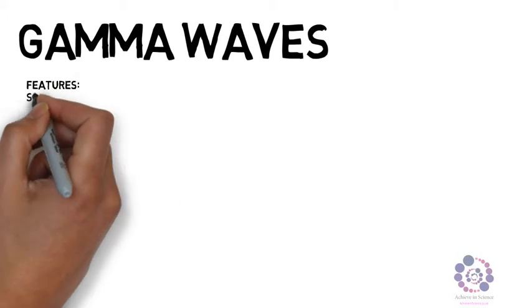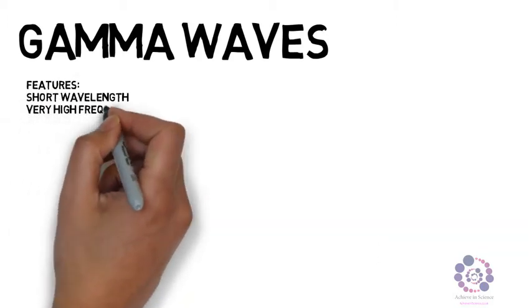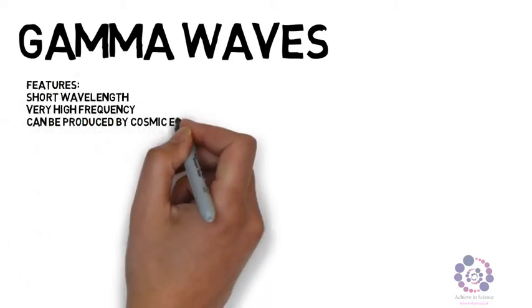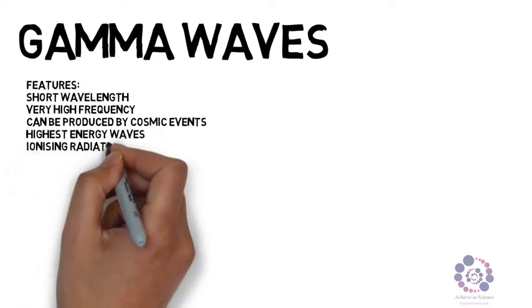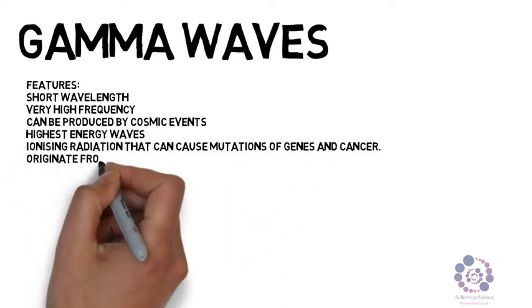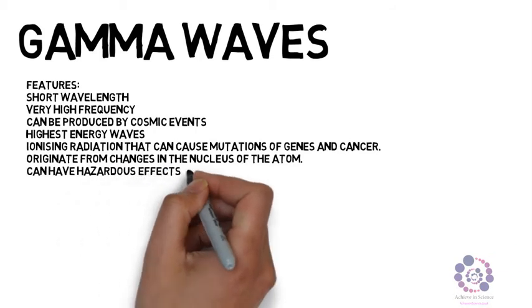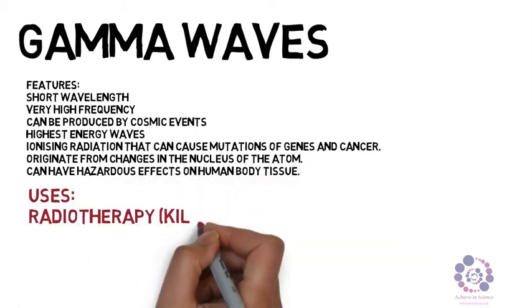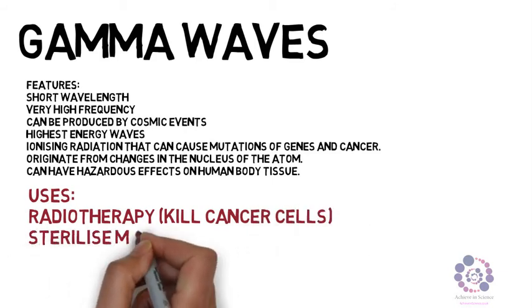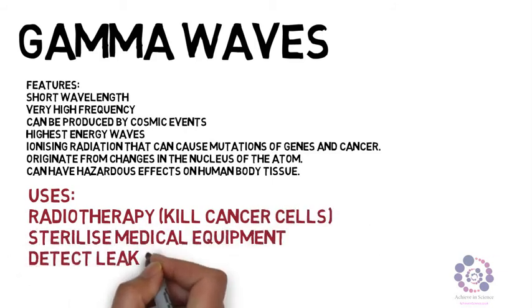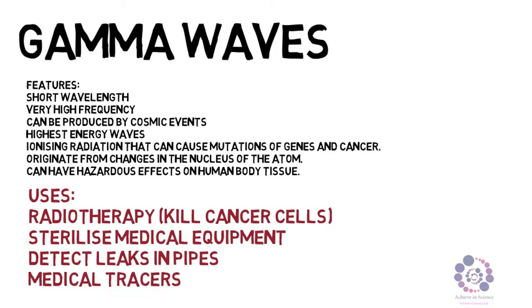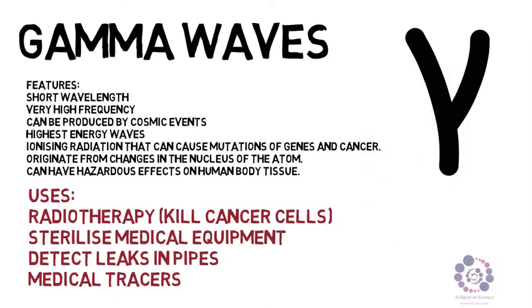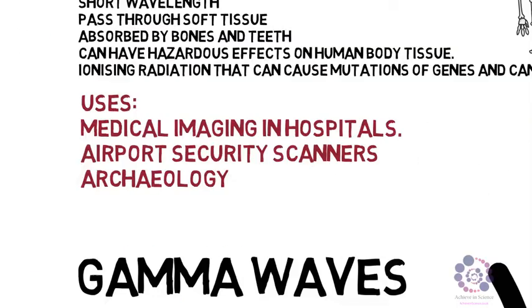Next we have gamma rays. Gamma waves are short wavelengths with a very high frequency. Can be produced by cosmic events. They're the highest energy waves, ionizing radiation which can cause mutations of genes and cancer. They originate from changes in the nucleus of an atom, and they can have hazardous effects upon the human body. They're used in radiotherapy to kill cancer cells, to sterilise medical equipment, detect leaks in pipes, and also medical tracers.